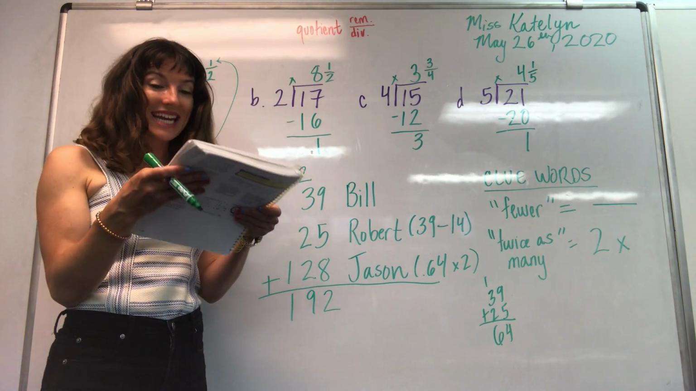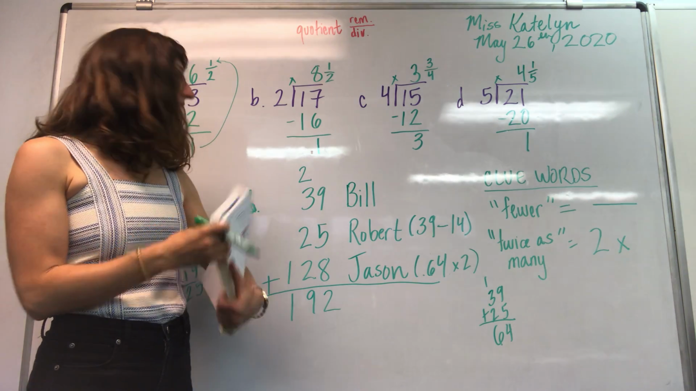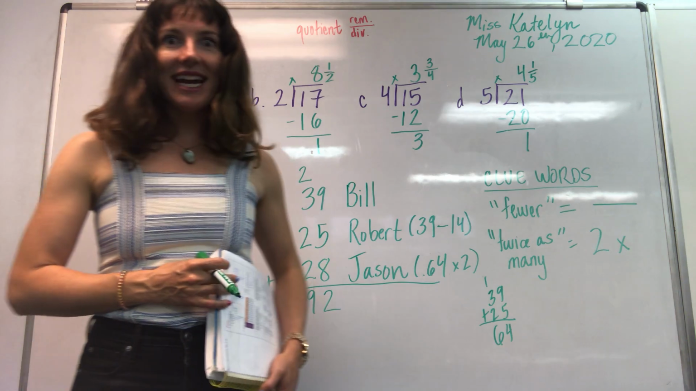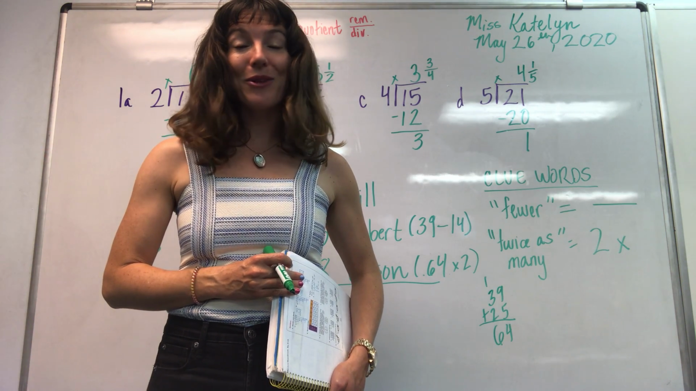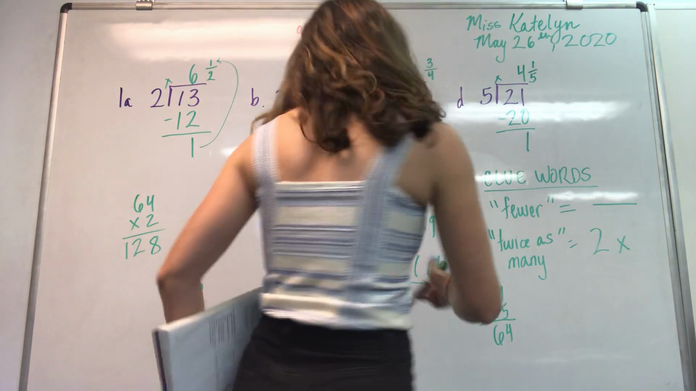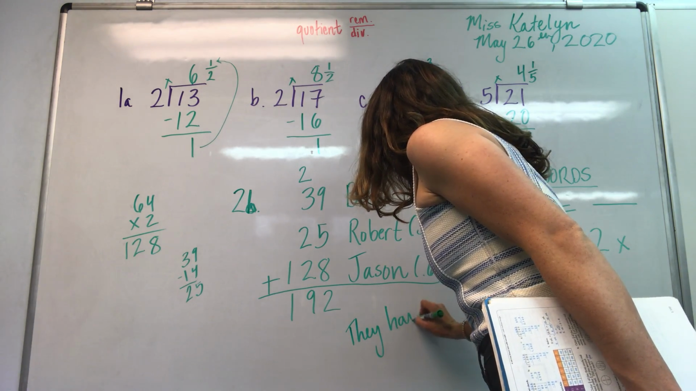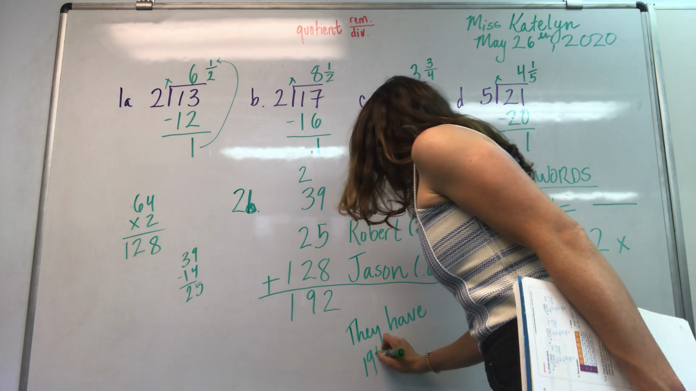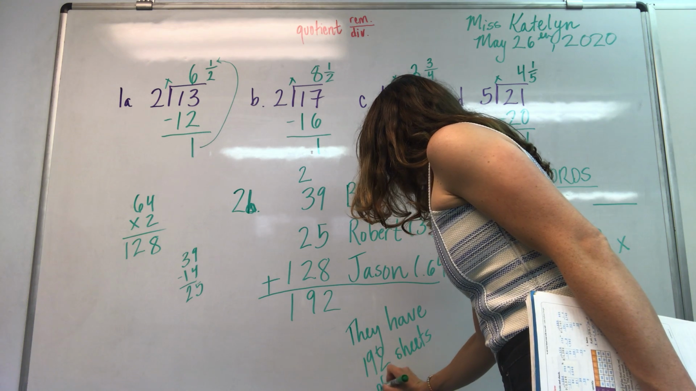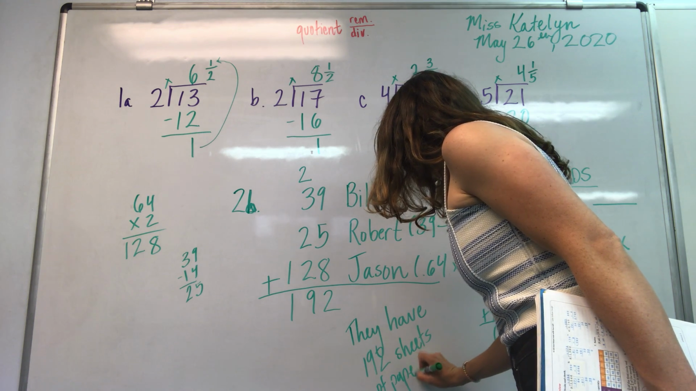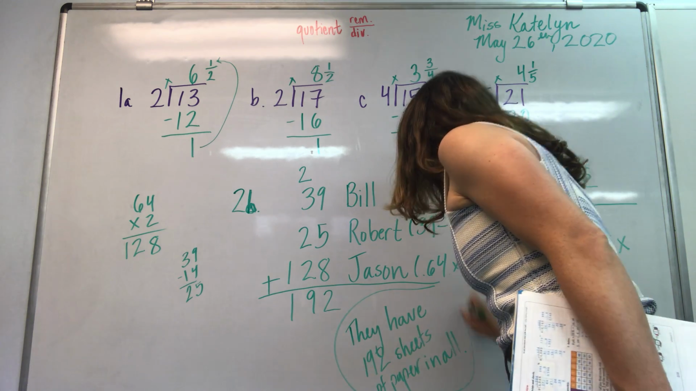So how many sheets of paper do all three boys have? 192 sheets of paper. And you know how much stuff we write in school? I don't even think that's enough. Ha! They have 192 sheets of paper in all, period, circle.